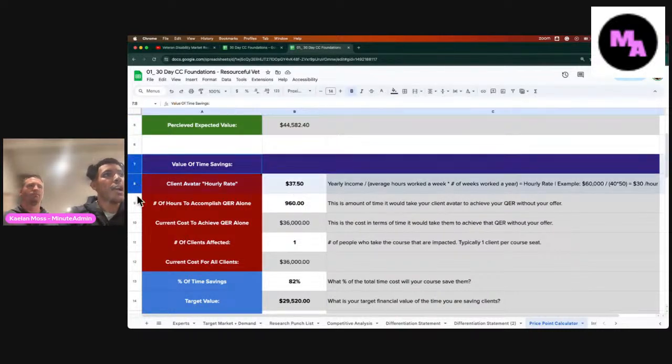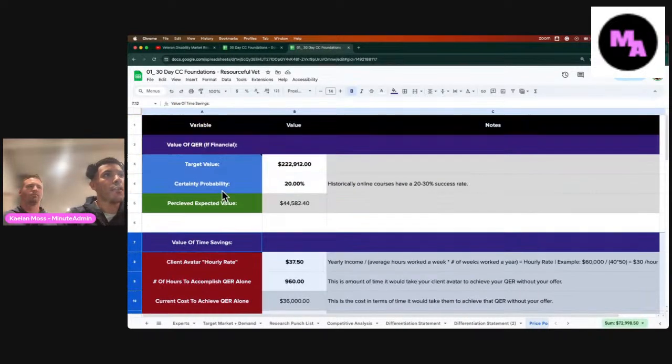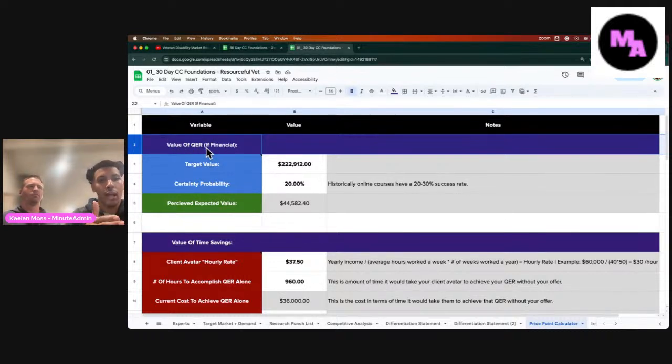Now, value of time savings. So every purple line is a new category of pricing, basically. So value of your quantifiable end result is this category: how much money is it worth to somebody if they actually achieve the end result? Like if somebody gets Voc Rehab, it's worth $222K.